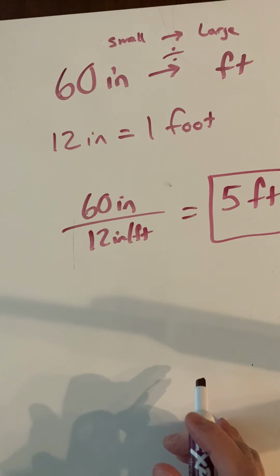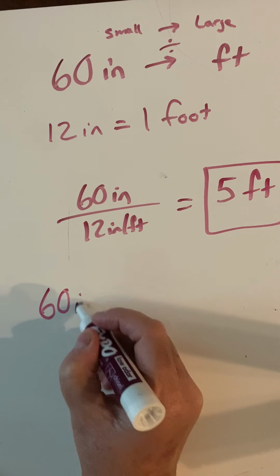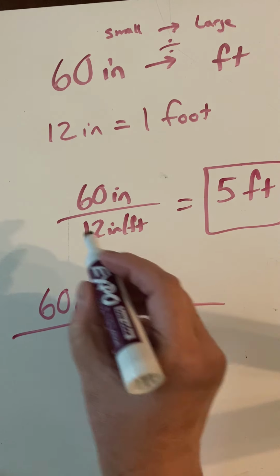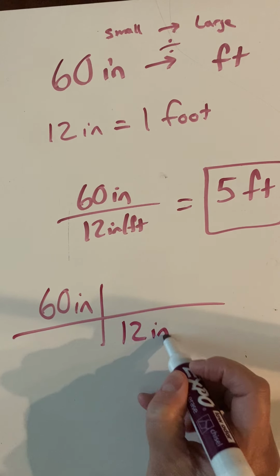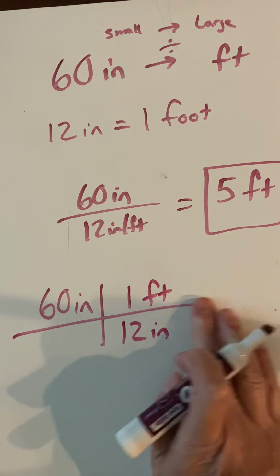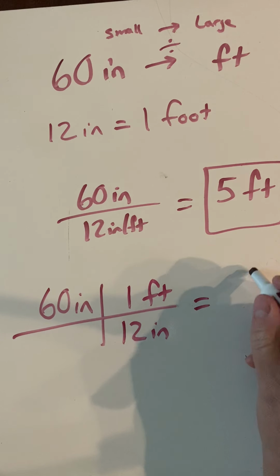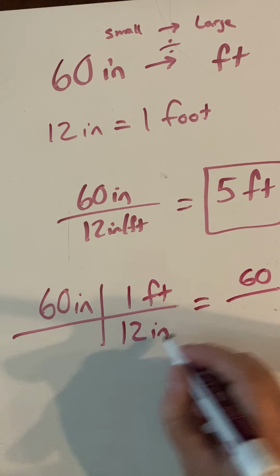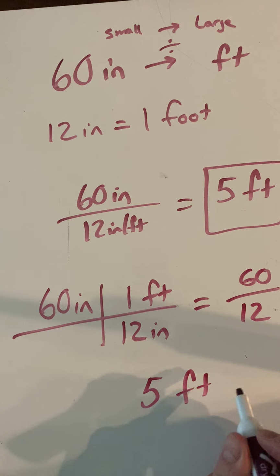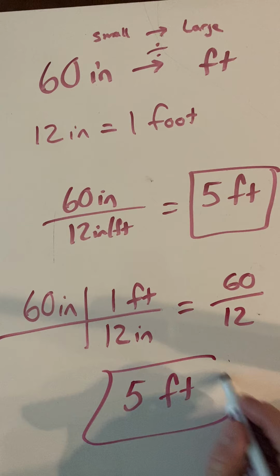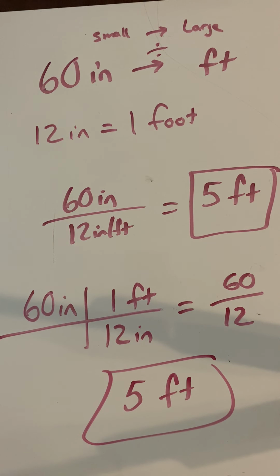Let me show you my way again. 60 inches, do my fence post. I've got 12 inches is 1 foot. I need to have inches on the bottom, so it's 12 inches, and 1 foot's going to be on the top. Multiply together, I got 60 on the top. Multiply everything on the bottom, I get 12, and then when I divide that out, I get 5 feet. Okay, so I get the same answer right there.